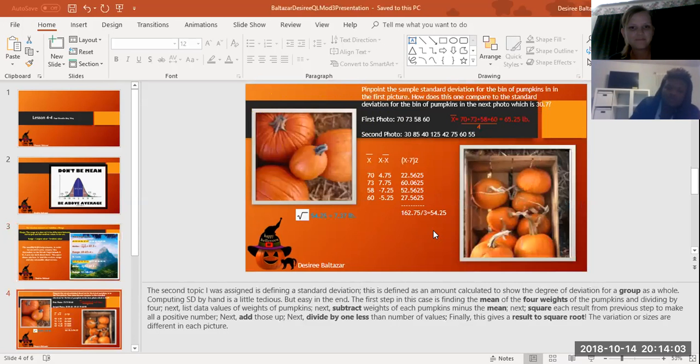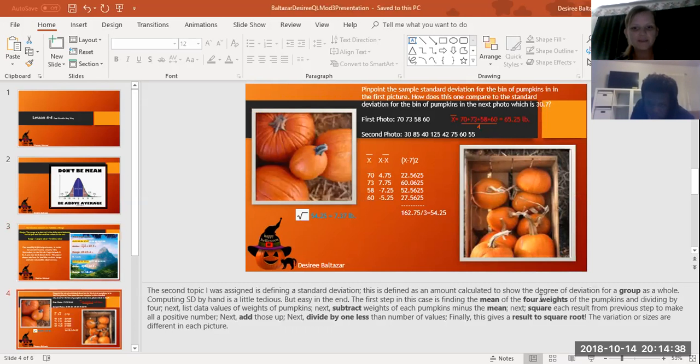Next is standard deviation. This is defined as an amount calculated to show the degree of deviation for a group. Computing standard deviation is a little tedious, but easy. The first step is finding the mean. So there are 4 weights: 70, 73, 58, and 60. Those are of pumpkins, all different sizes. They're big pumpkins. And you divide that by 4 to find the mean.